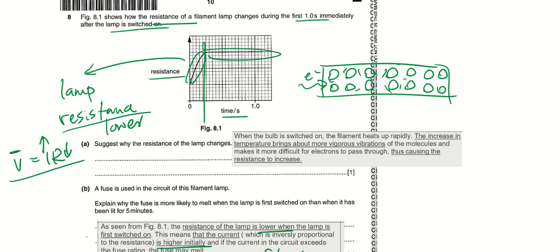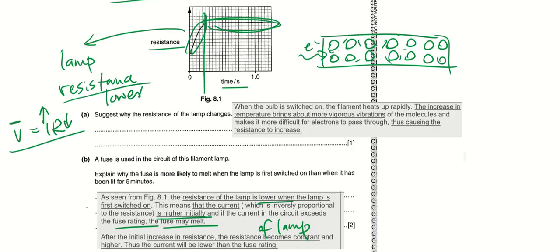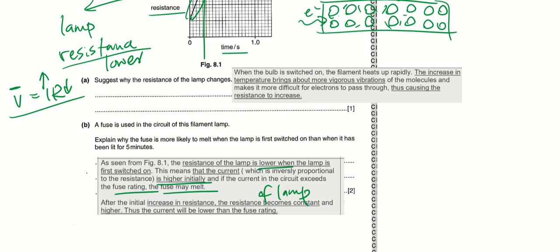After that, if the fuse survives, the lamp's resistance becomes higher and the same, constant. So again, V equals IR. Now my resistance increases, so the amount of current that flows into the light bulb will be lesser. If it's lesser, then it's less likely to blow the fuse.